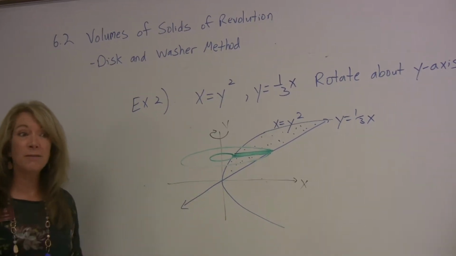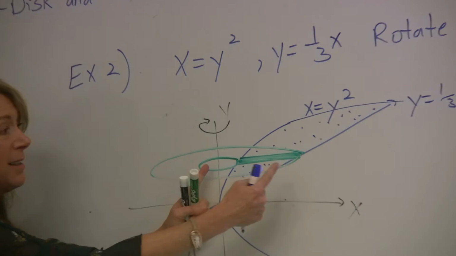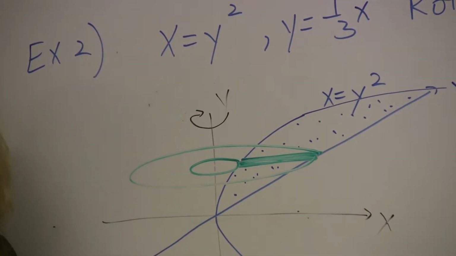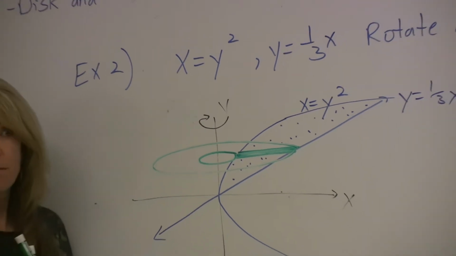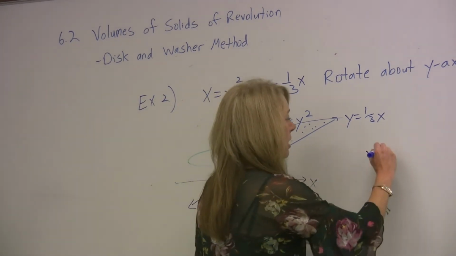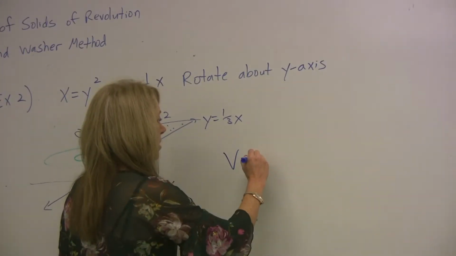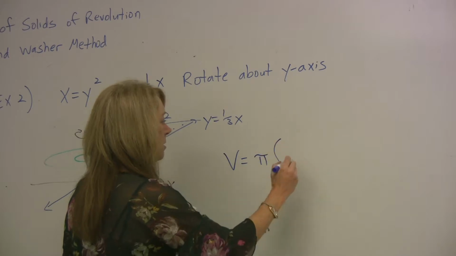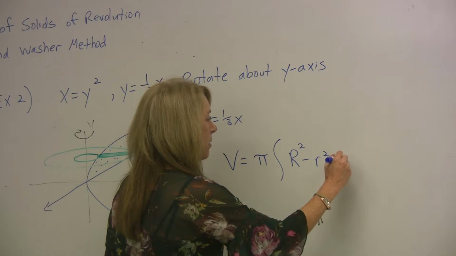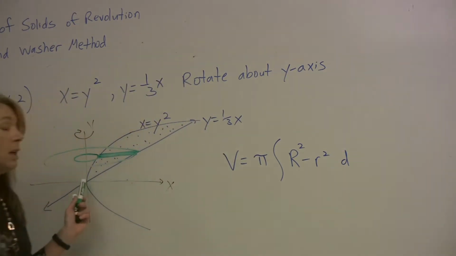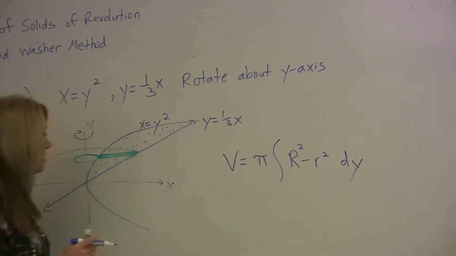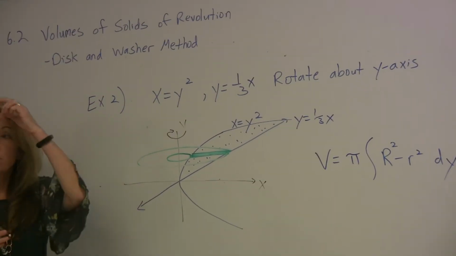So you have two circles there. The outer radius is the distance to this big circle. The inner radius is this one here. So the volume in this case is going to be, I'm taking the pi out front here, and I'm going to take big R squared minus little r squared dy. Because there's a small change in the y direction here.